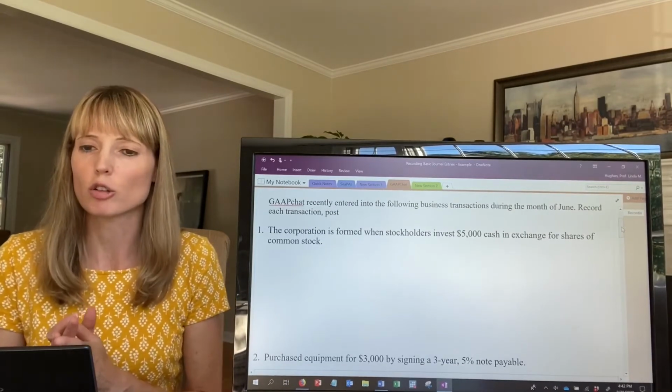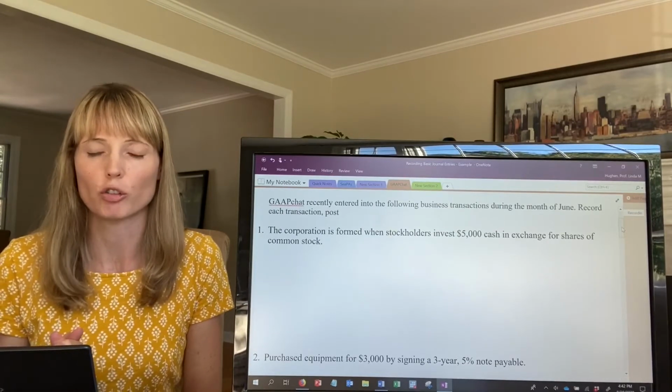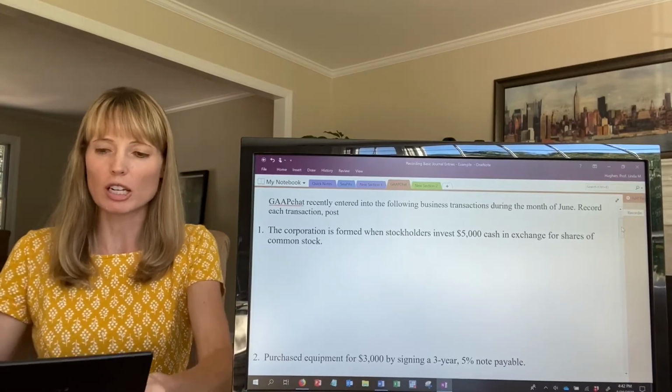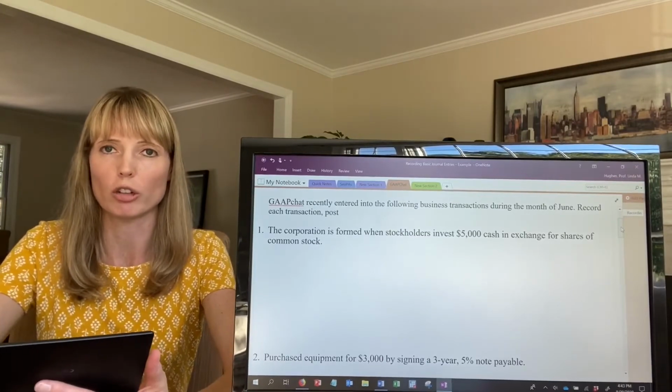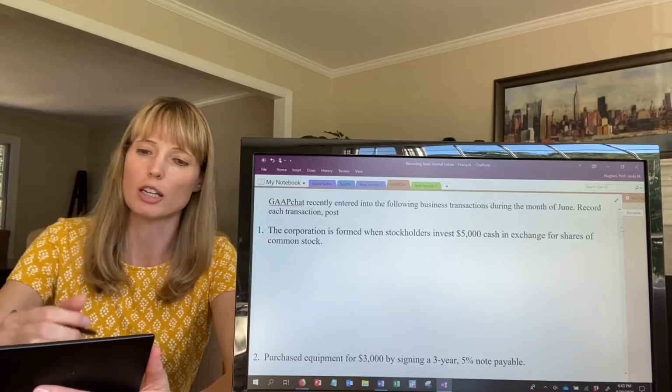First transaction says the corporation is formed when stockholders invest $5,000 cash in exchange for shares of common stock. Now, since we're just getting started, before I go to the actual journal entry, I'm going to write out, sort of in plain English, the transaction that's taking place here.